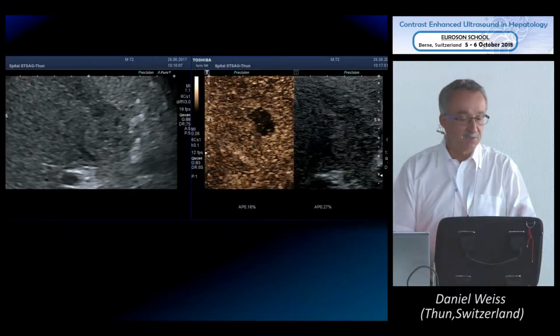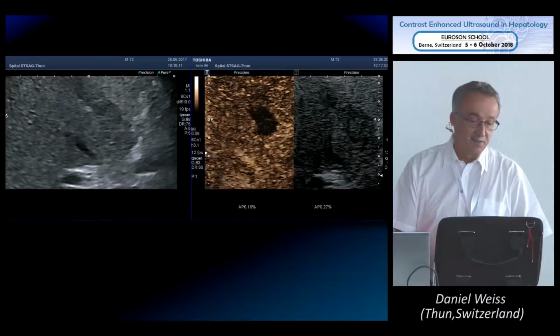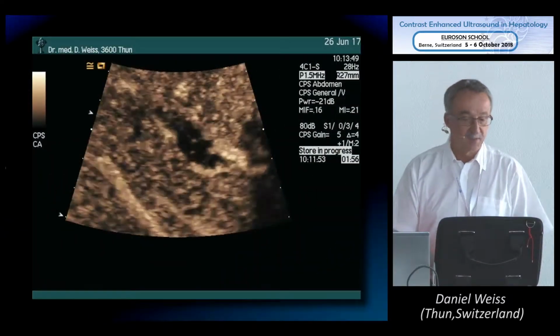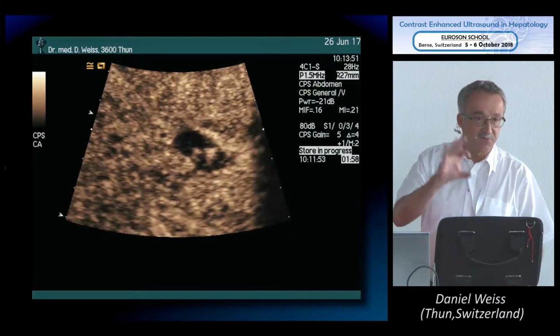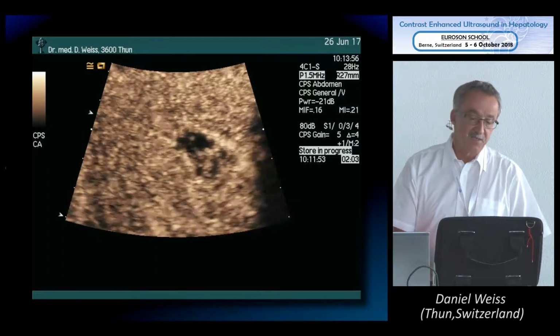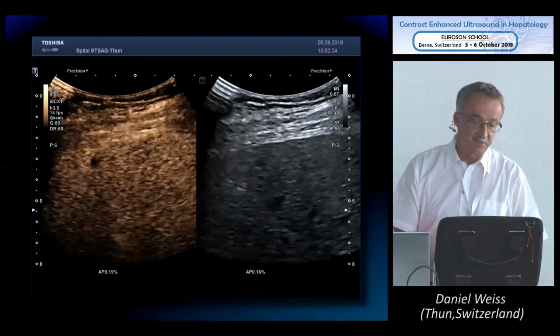And in the follow-up, you see maybe it's a bit bigger or just a little bit smaller. You can measure it very clearly in the late phase. And again, you do a washout, wash-in phase just to prove that there is viable tissue in this metastasis.